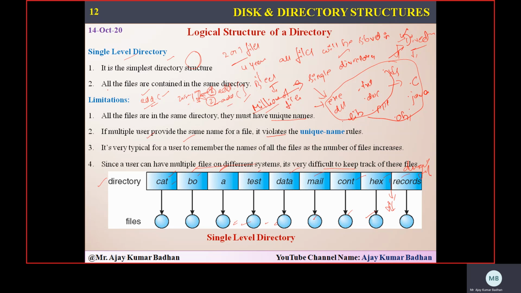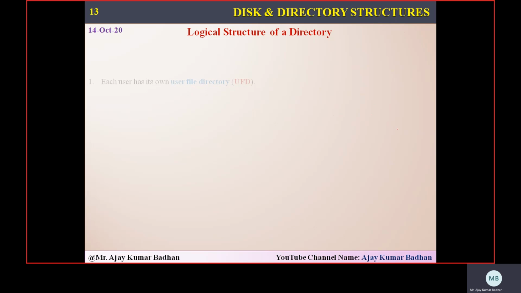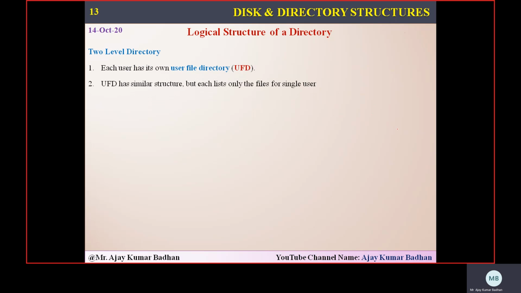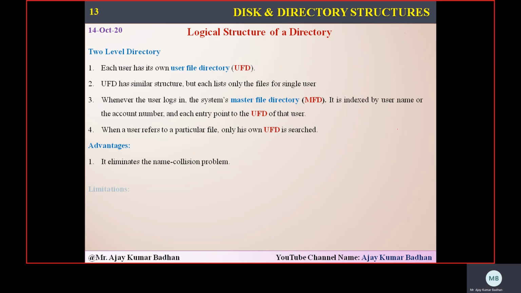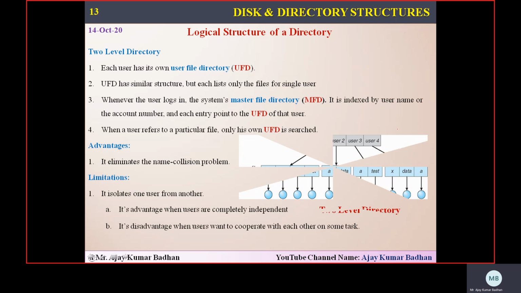Now, to overcome this unique name problem that we have here, we can use a two-level directory. Yes, using a two-level directory we can overcome this particular problem. How? I'll show you the diagram.